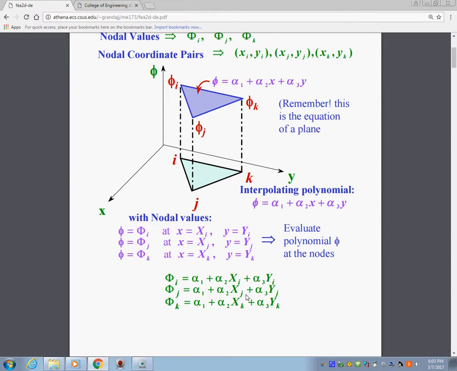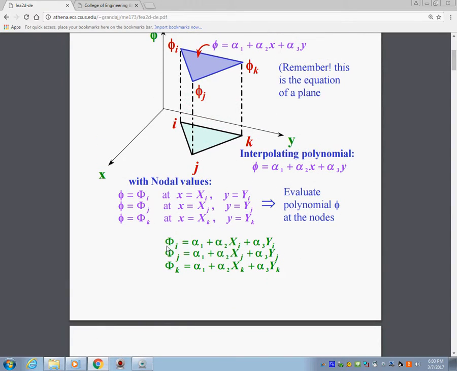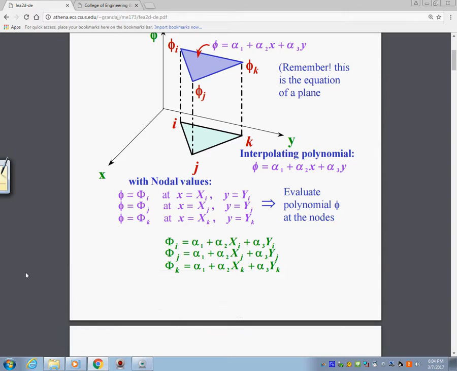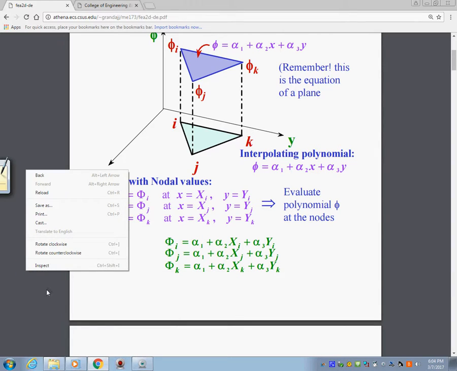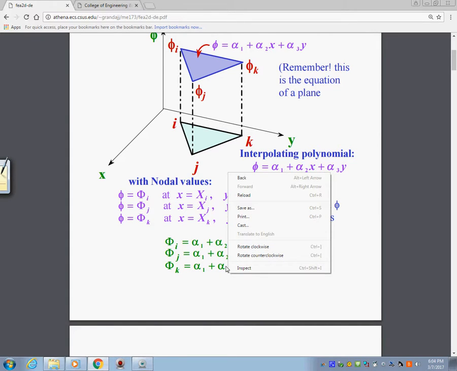We don't know the coefficients, okay? But you see, just like we did in the one-dimensional element, you have here a set of three linear equations. So that is this one right here. Okay, those are the three equations that we are dealing with. Okay, so far so good.